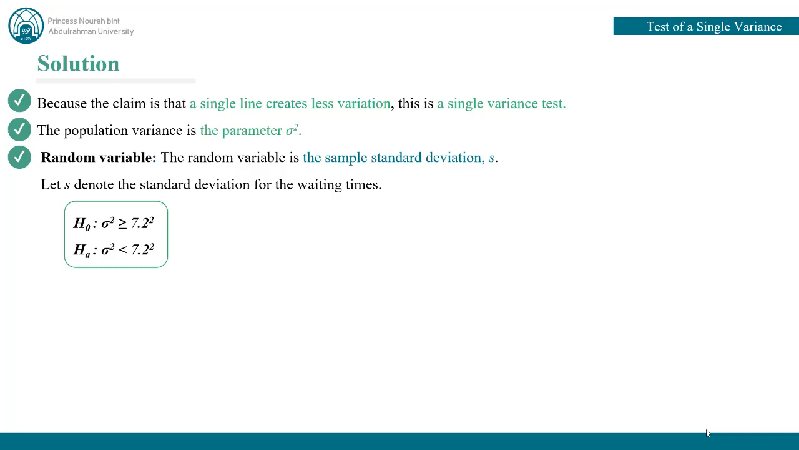The population variance is the parameter sigma square. The random variable is the sample standard deviation S. Let's denote the standard deviation for waiting time.